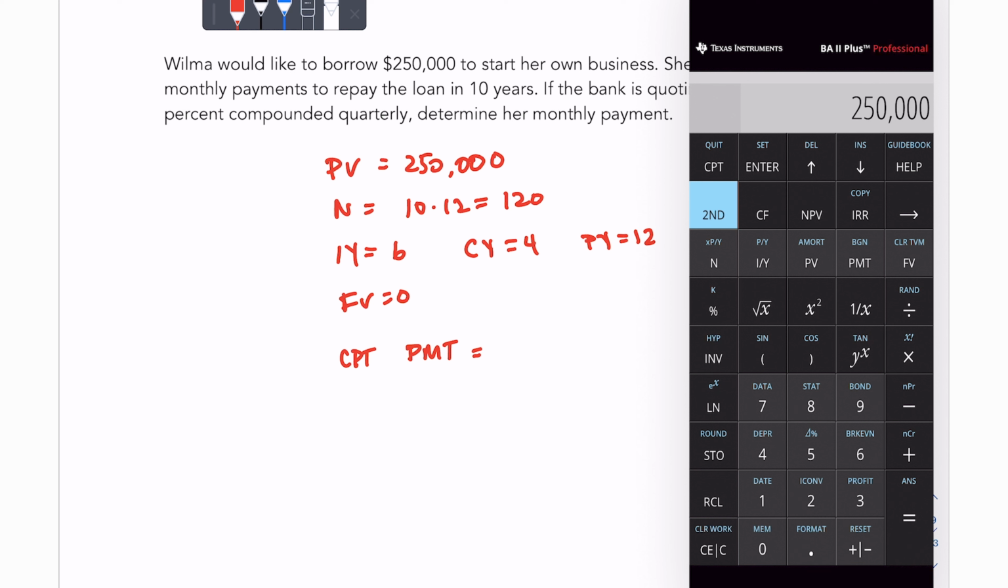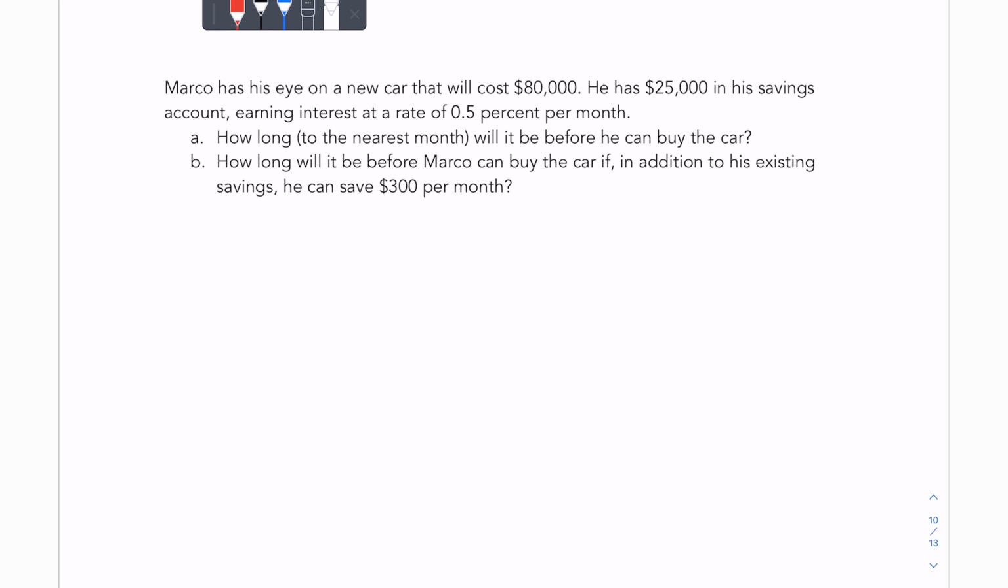So 250,000 present value, 120N, 6IY. Then we'll change our compounds and our payment frequency. So payments per year 12. Compounds per year 4. 0 future value, compute payment. Her monthly payment is $2,771.78.